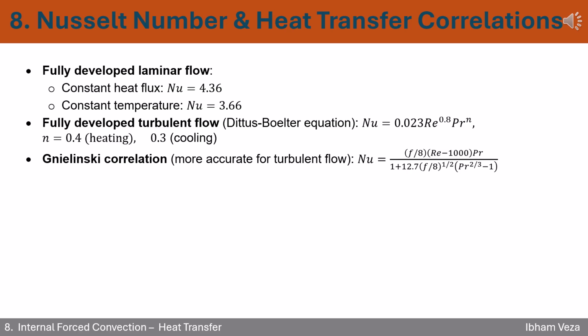If you need more accuracy in turbulent flow, especially in engineering designs, the Gnielinski correlation is your friend. It uses the friction factor directly and adjusts for flow properties, giving you a more precise prediction of heat transfer rates. These correlations save time. No need for simulations, just plug in the numbers and get fast, reliable results.